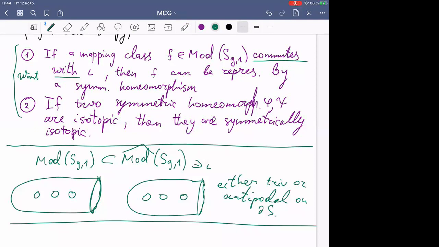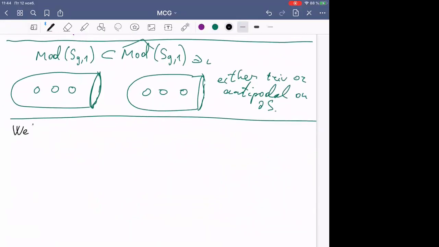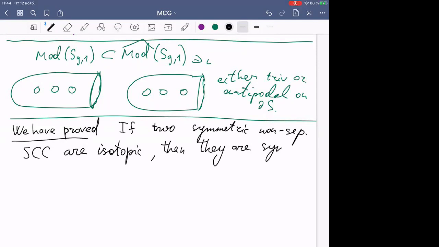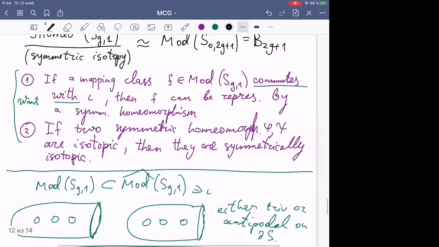Also, I would like to recall that last time we have proved that if two symmetric simple closed curves, symmetric non-separating simple closed curves, are isotopic, then they are symmetrically isotopic. So this is a technical result which we have proved last time. Well, now I would like to prove these two assertions.